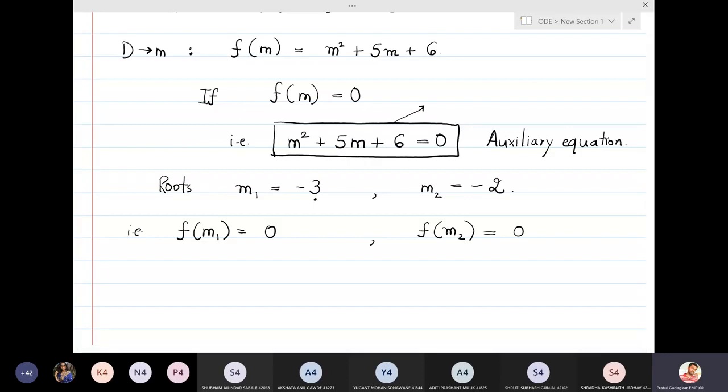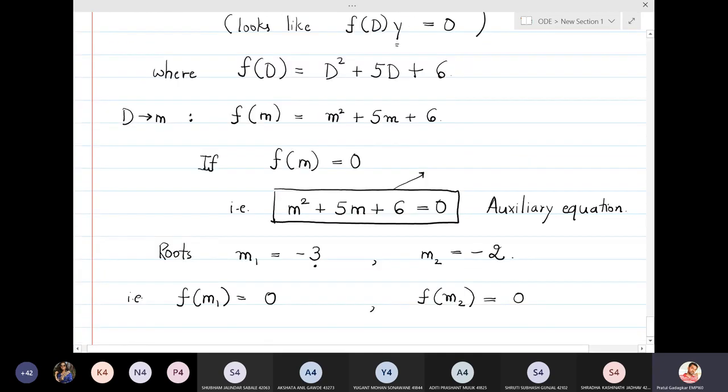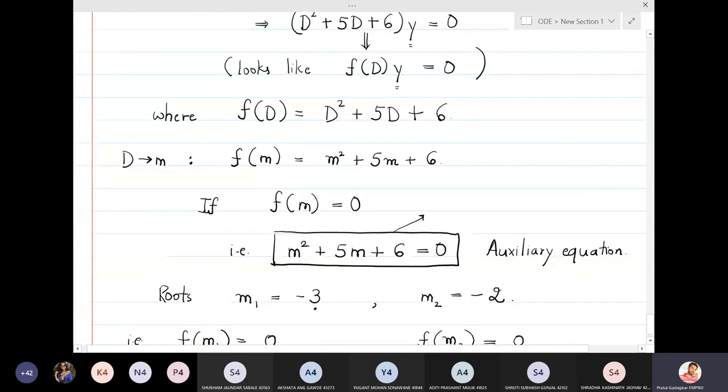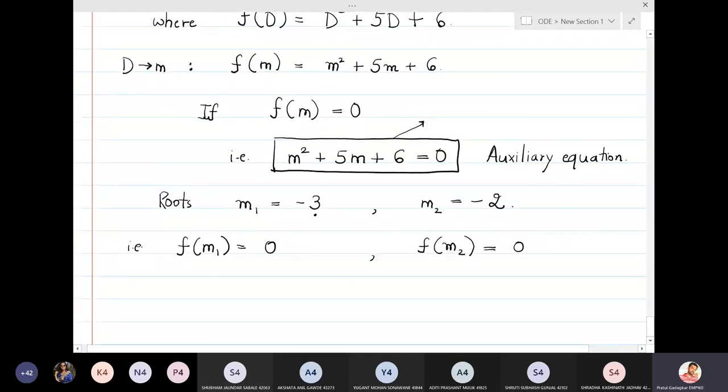What is m1? m1 is -3 and m2 is -2. And then I will go to the equation that I have obtained in the note. Roots are -3 and -2. m plus 2 and m plus 3 are the factors.